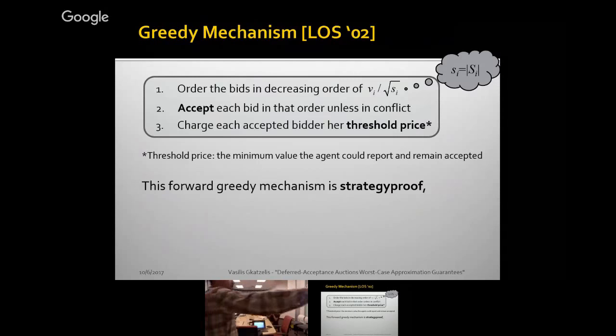So in particular, this forward greedy mechanism is strategy proof. That has nothing to do with the size. That was going to be the case anyway. So in fact, any monotone, any way that you score them based on increasing in the value, if you use threshold price, that would work. So that part does not depend on the size.